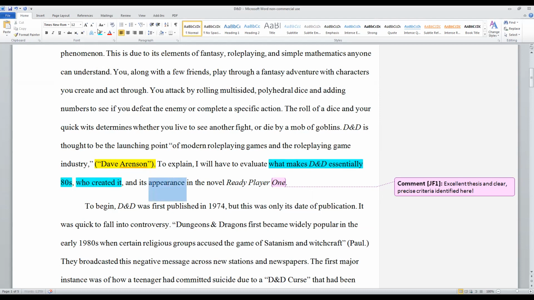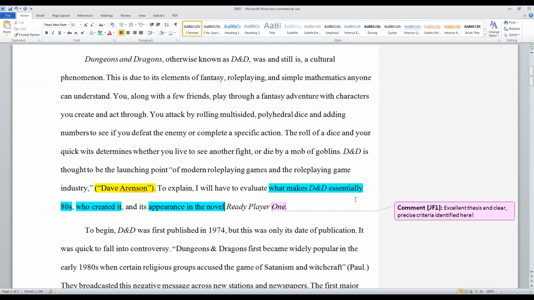And its appearance in the novel, Ready Player One. So a number of important things are set forth here. She introduces the topic for review. And she gives the first piece of information, an official quote from someone named Dave Aronson. Notice that it is in parentheses. That's why a quotation is referred to as an in-text quotation, or a parenthetical citation. Now, notice that within the parentheses, there's also a quotation around the name Dave Aronson.